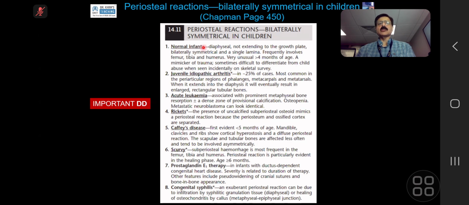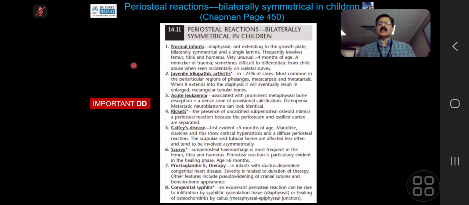So look at these words. What is the differential? Periosteal reaction, bilateral symmetrical in children. Normal infants, juvenile idiopathic arthritis, acute leukemia, rickets, scurvy, prostaglandin E, and congenital syphilis. Now, please remember, one of the key factors is age. So, age of the patient is the key thing.